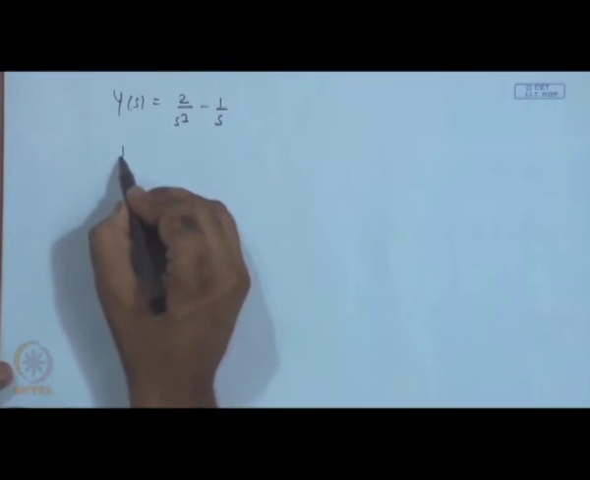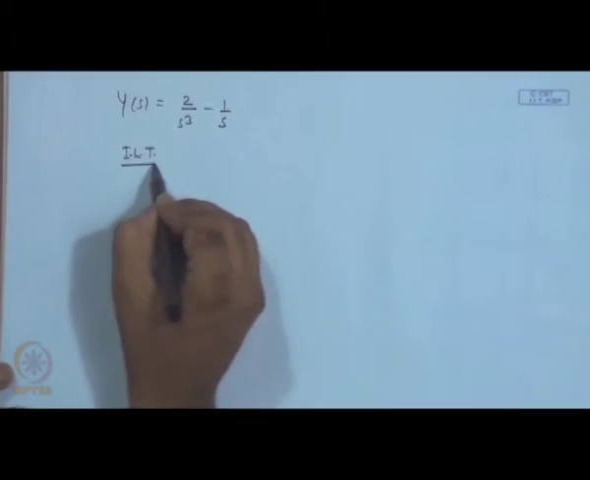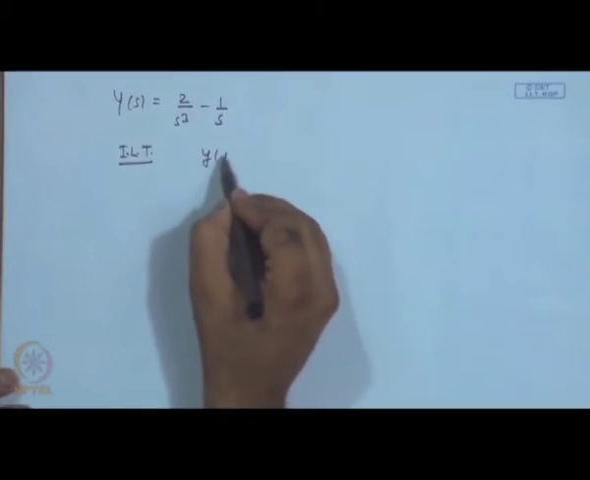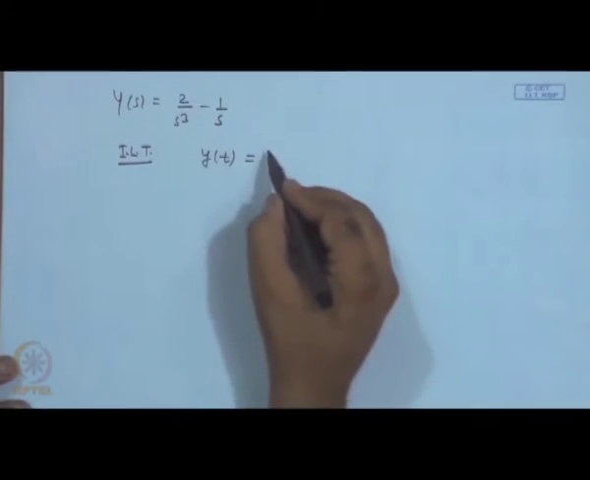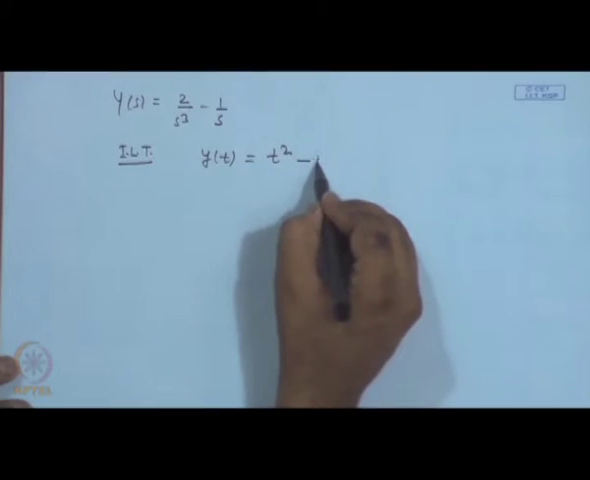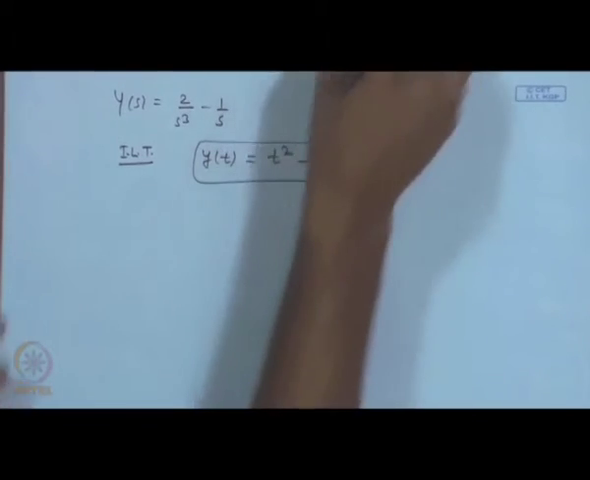Now, we take the inverse Laplace transform to get y(t), and this is the Laplace transform of 2 over s^3, that's simply t squared, and we have minus 1. So, this is the answer.